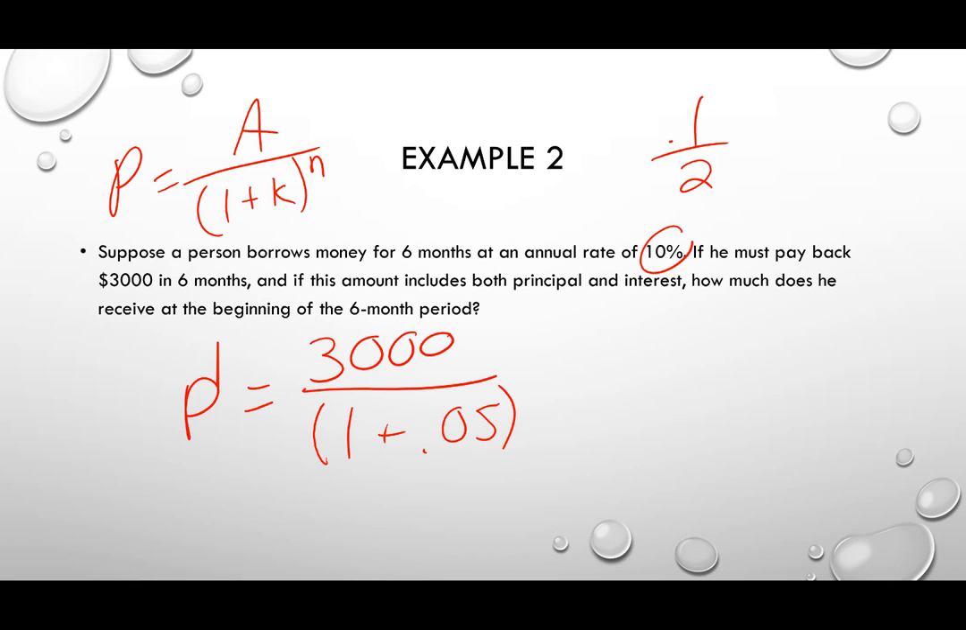Now, n is interesting because it's only going for 6 months. If it was going for a year, it would be compounded once every 6 months, which would have been twice a year. But this is only going for 6 months, and that's it. So it's only going to get compounded once. So there's your formula. You plug everything in.